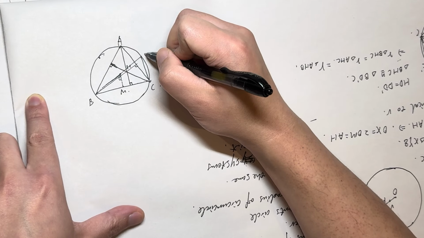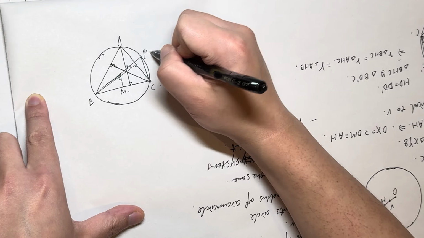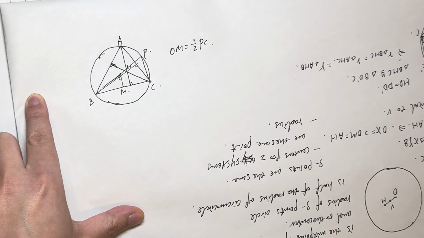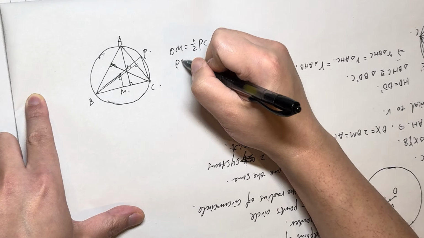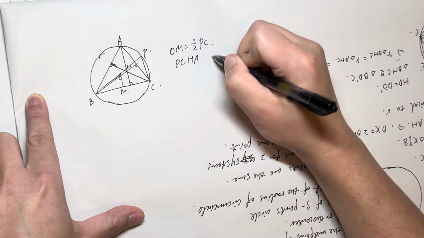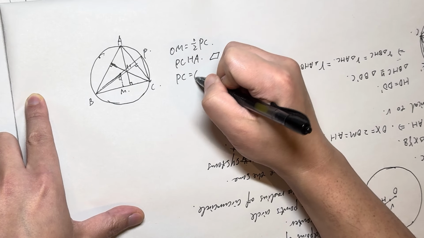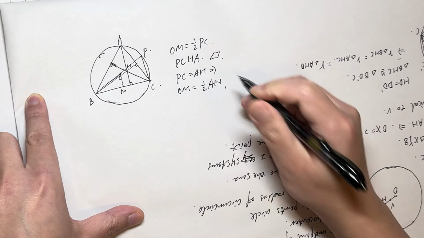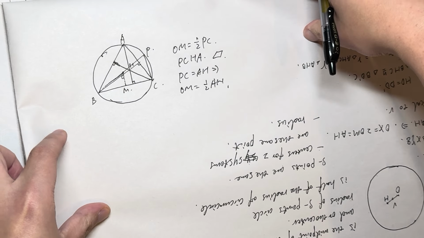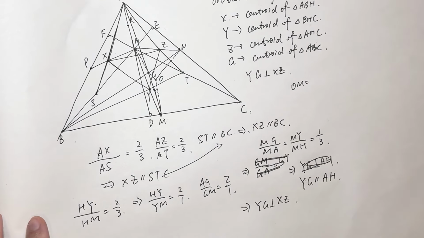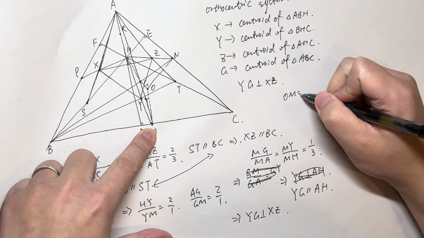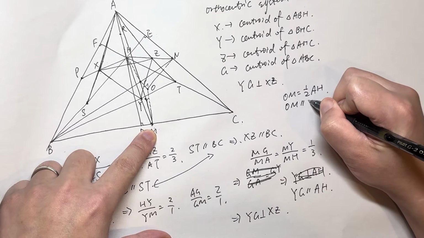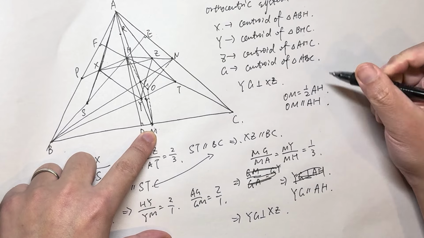So if we do this, we can see, for example, let's call this point as P. We know that OM equals half of PC. And because PCHA is a parallelogram, so we know that PC equals AH, which means OM equals half of AH, right? I proved this many times, so I just listed it here. So we can directly write it as OM equals half of AH. And also we know that OM is parallel with AH, right?